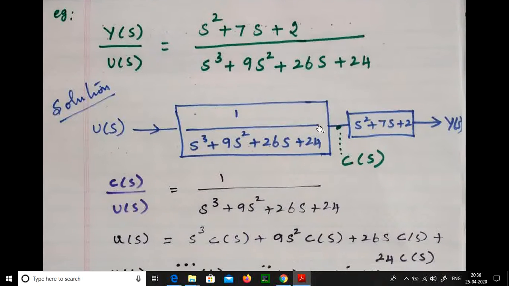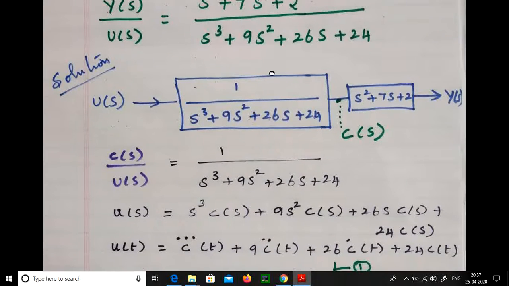Now the first example: the transfer function Y of s by U of s is given, which is equivalent to s square plus 7s plus 2 divided by s cube plus 9s square plus 26s plus 24. So for this given transfer function, obtain the state model.